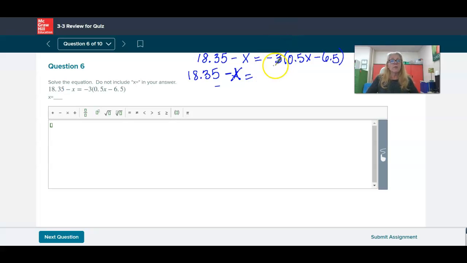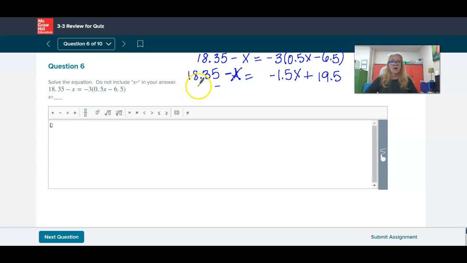Okay, so we're going to do -3 times 0.5. Well, I happen to know this is -1.5x. And -3 times that one, I'm going to have to pull out the calculator. I could probably do it in my head, but there's a good chance I could screw it up. So I'm going to just do it in the calculator. 3 times 6.5 is 19.5. And it's a negative times a negative, so this is plus 19.5.